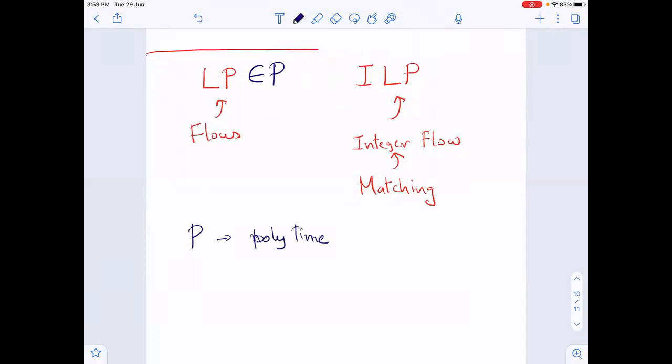Polytime algorithms, or problems that can be solved in polynomial time. So maybe you write it here. I will give you the definition formally next class. So these are problems for which a polytime algorithm exists.